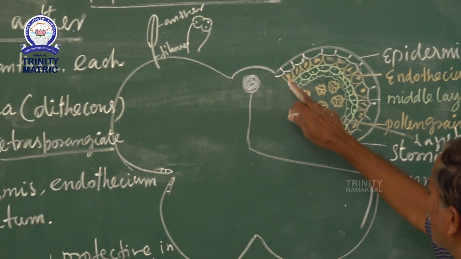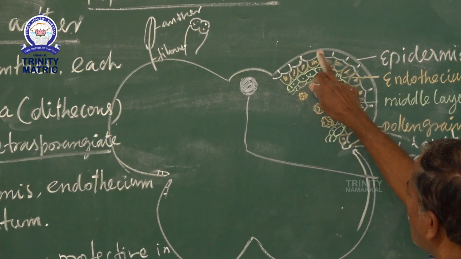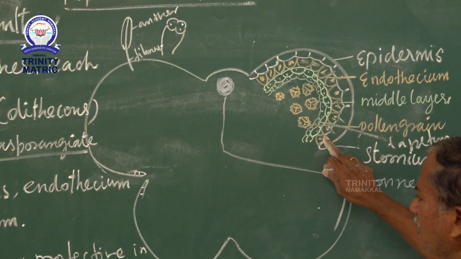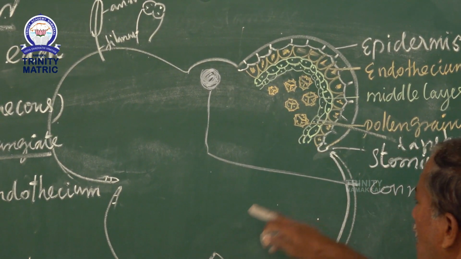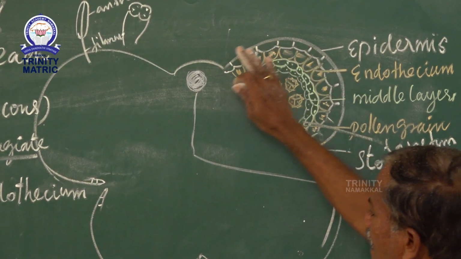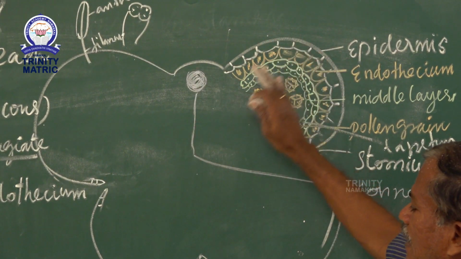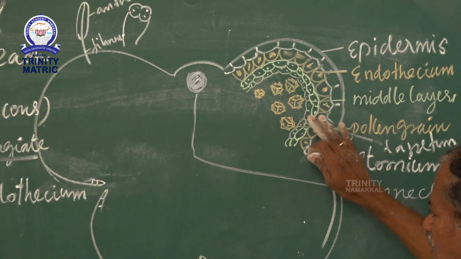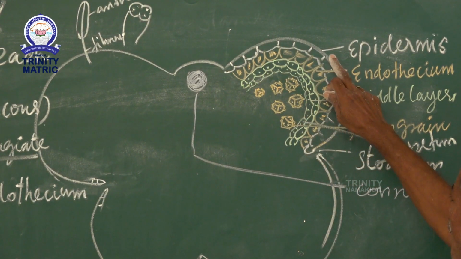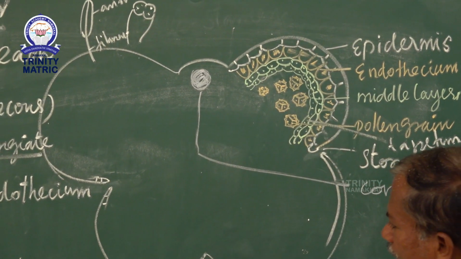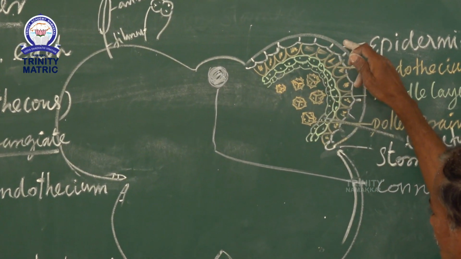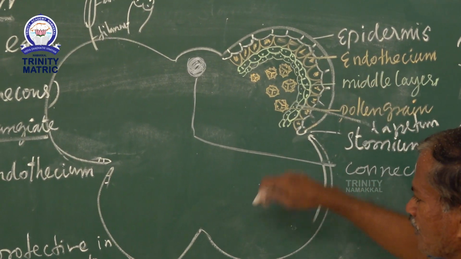First one, epidermis. This is the outermost layer of the anther wall. It is made up of a single layer. It protects the anther, so it is protective in function. So the first layer is called epidermis. It is made up of a single layer and it is protective in function.